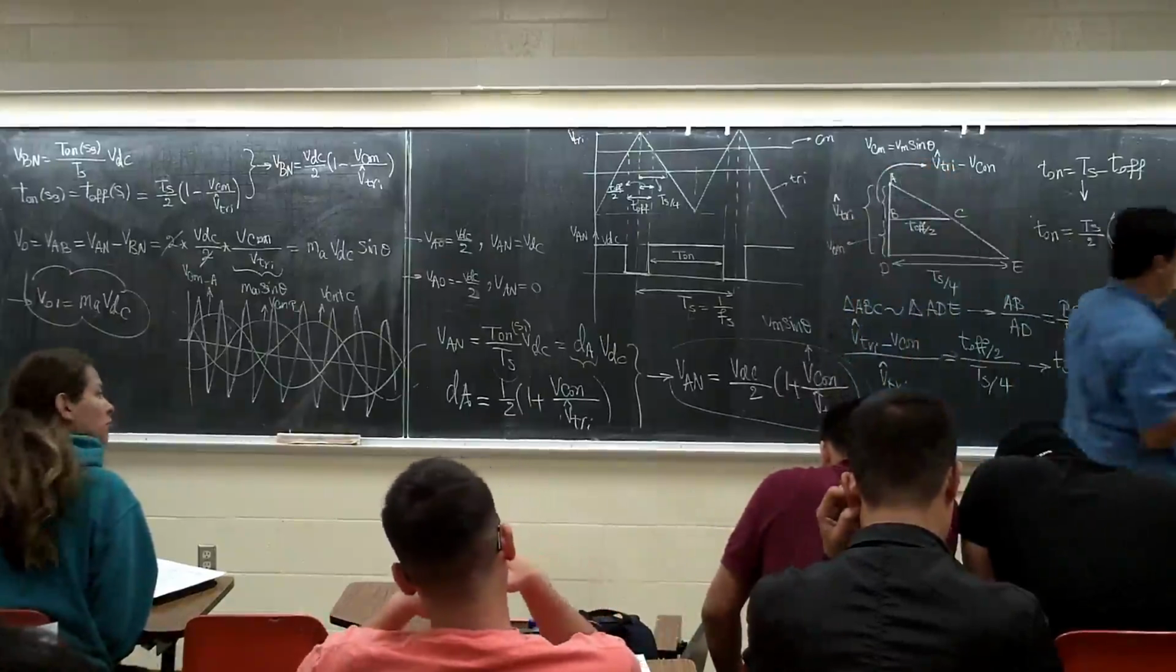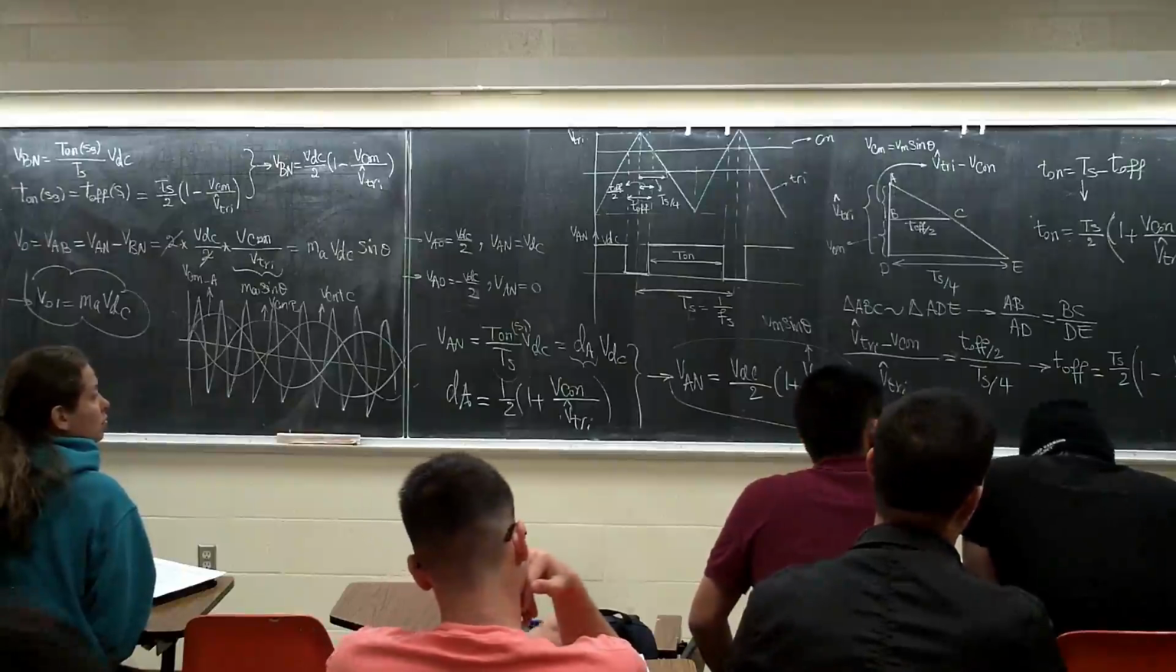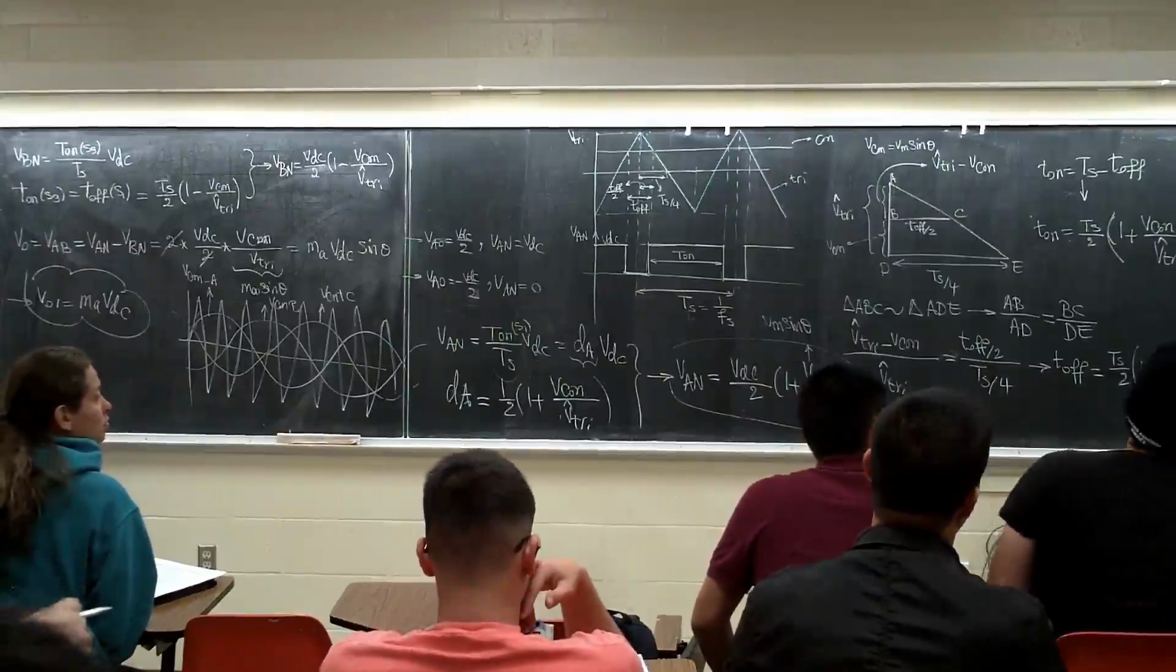What was MA? Here we had it somewhere. I wrote it somewhere here. This one. How much was this one? This is the MA, VM over VTRI, right?